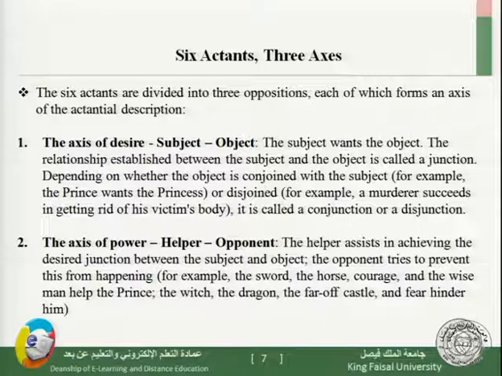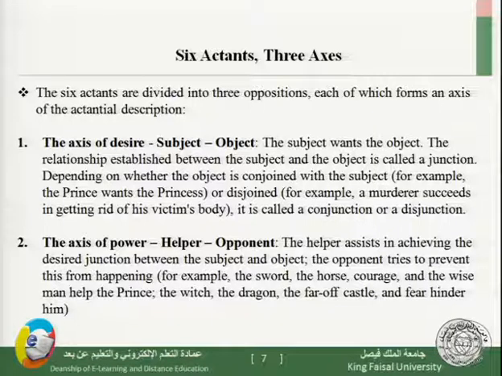The subject wants to separate himself, get rid of the dead body. So this is a disjunction. So it can be a relationship of junction, the prince wants the princess, or it can be a relationship of disjunction. But at any rate, the axis of subject-object gives you the axis of desire. What's the main desire in the play? What is the main desire that wants to be achieved in the play or in the narrative or in the story? The helper-opponent axis is called the axis of power.